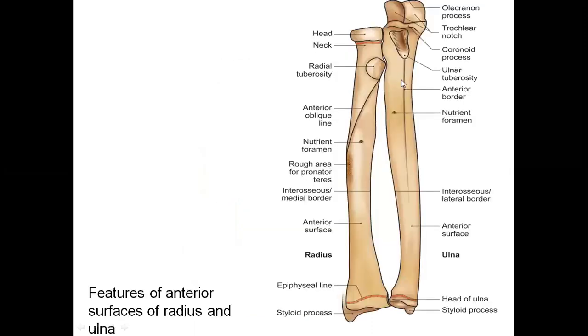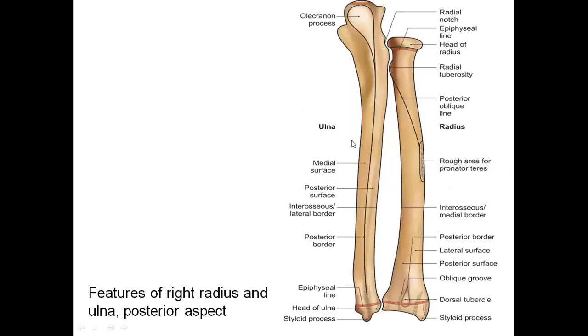Now see here, again you will see certain projections. The upper projection is the olecranon process, then we have the trochlear notch, and then the coronoid process. We have the ulnar tuberosity anteriorly, and certain borders and surfaces. We have an anterior border in the midline. This is the nutrient foramen area, which gives passage to the nutrient artery. The whole surface you view from the front is the anterior surface. The downward projection is the styloid process of the ulna bone. This is the posterior aspect, and the posterior projection is the olecranon process.